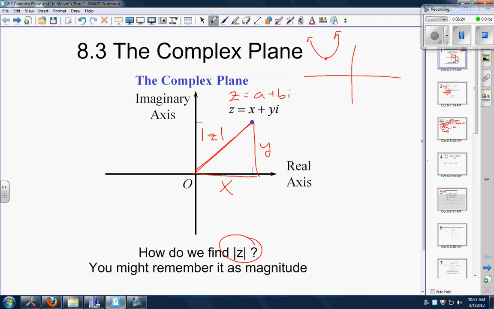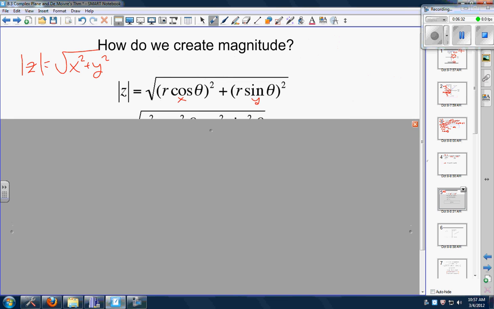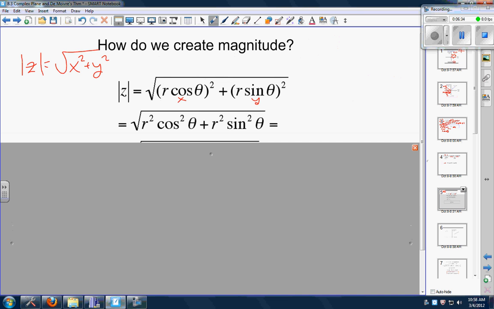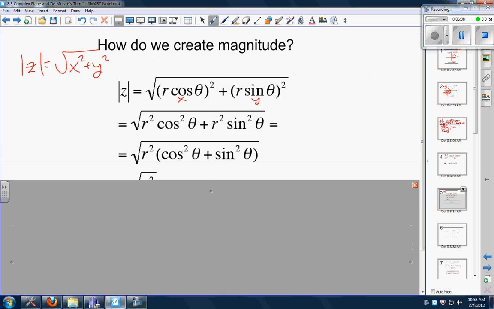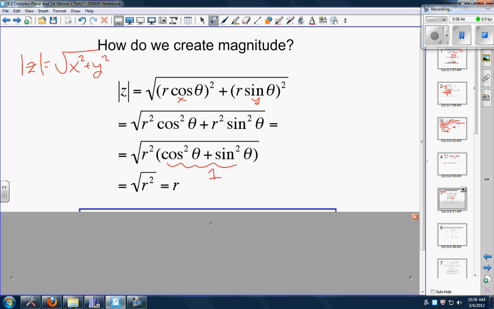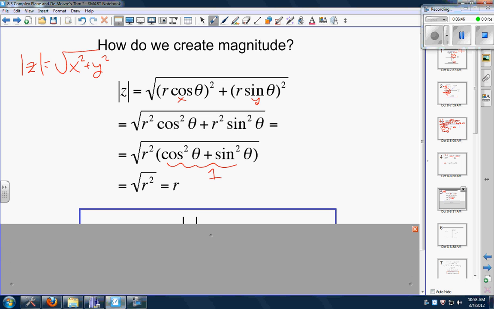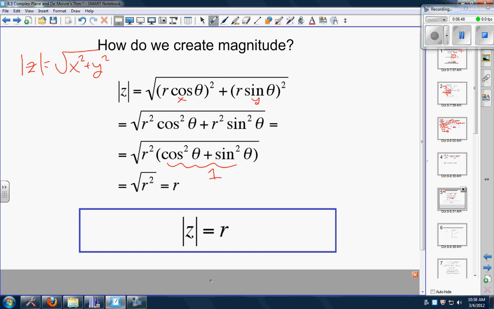In the very beginning, we ignored the i, and we just took the values of the numbers. So if we do this, r squared cosine squared, r squared sine squared, you factor out that r squared again, and our most basic identity tells us that guy's a 1. If you take the square root of r squared, you just get an r. So therefore, the magnitude of a complex number in polar form is just the radius.